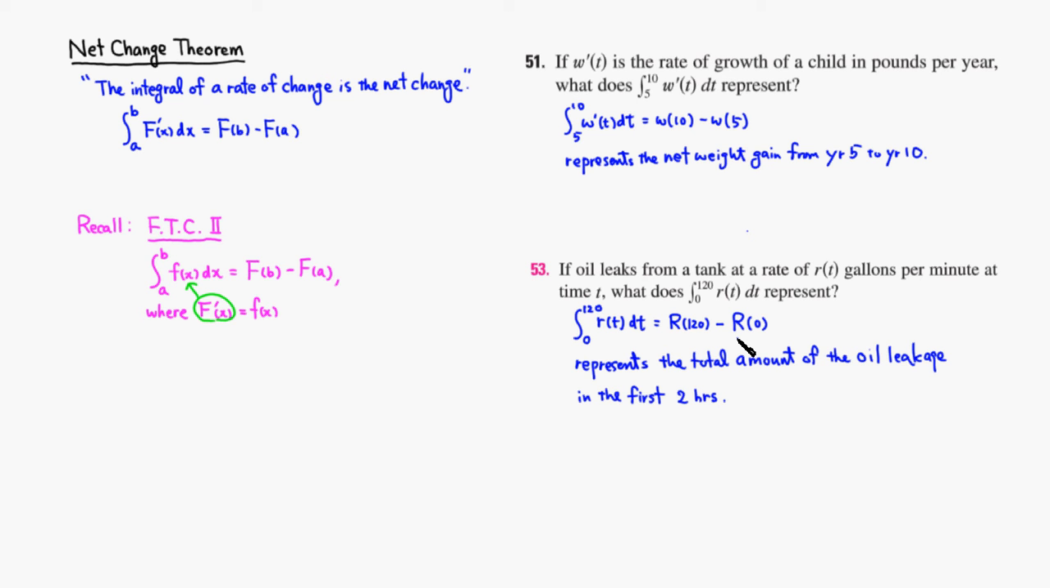So this is the net change theorem. All it says is that it is just a rewriting of the fundamental theorem of calculus 2, and we can interpret it as the integral of a rate of change giving you the net change of whatever quantity you're looking at. That's it. I hope that this was clear.